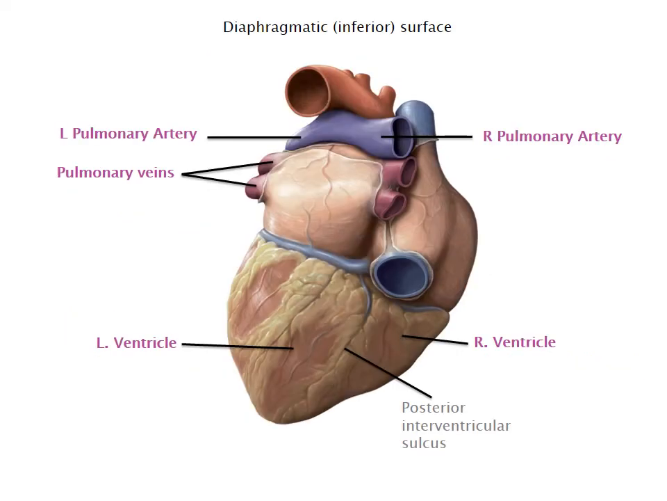So this is largely redundant. We've just turned the heart, shifted a little bit, rotated a little bit, so you see more of the left ventricle down in this area, and then we get to see a little bit of the backside of the right ventricle as well.